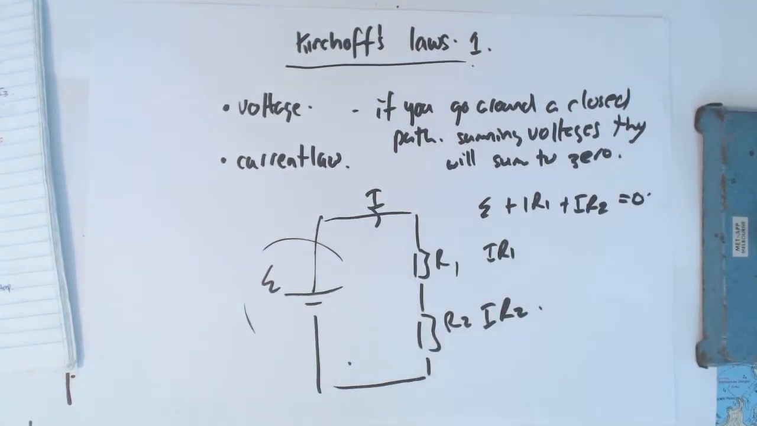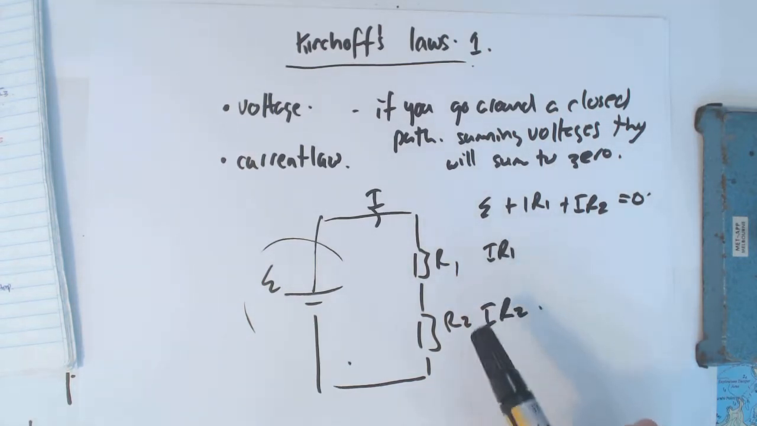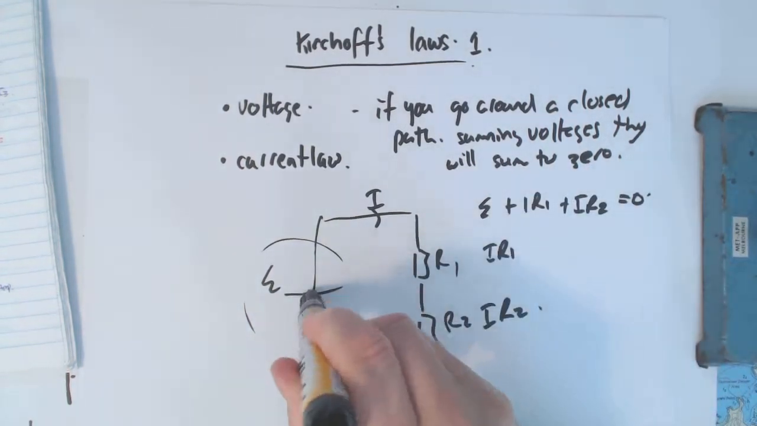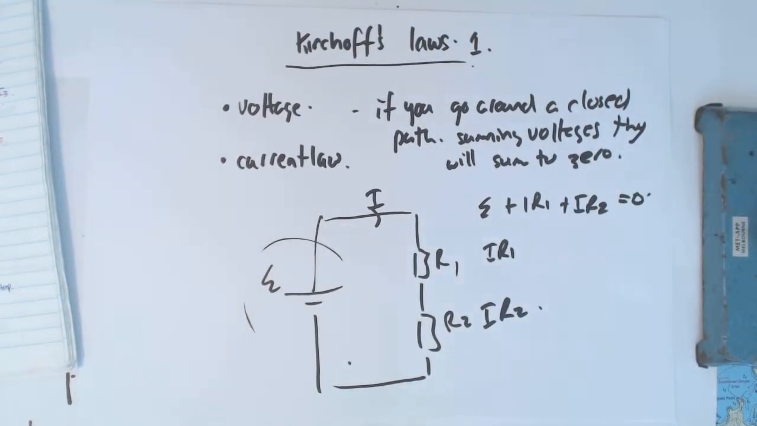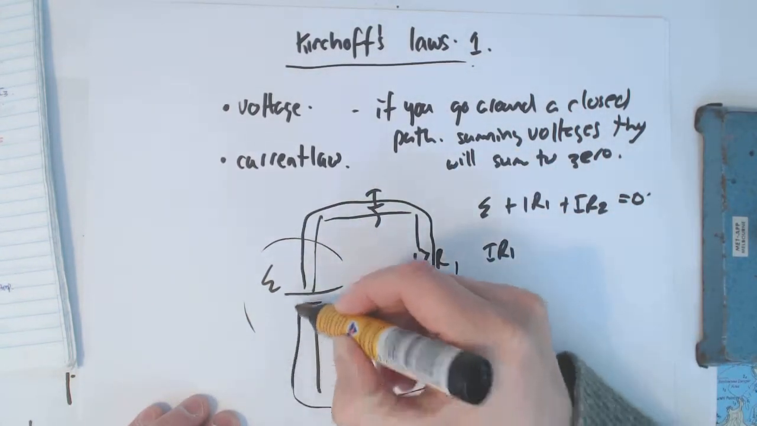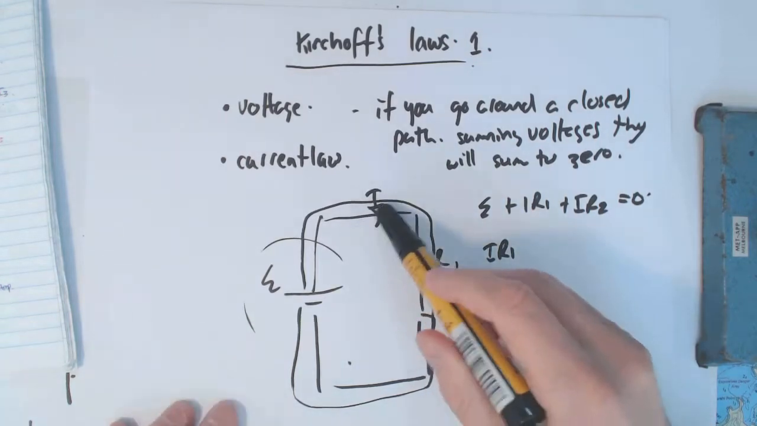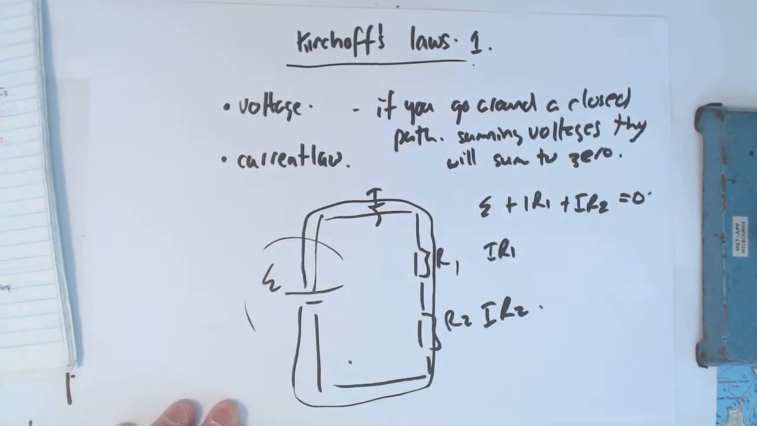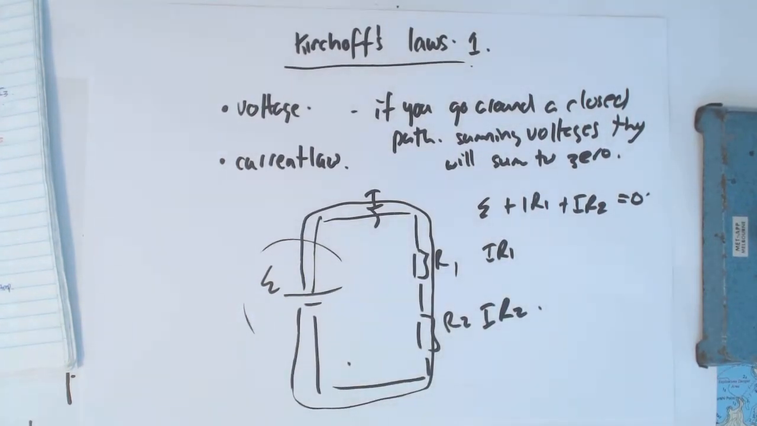Now we're going to have some rules and I'm going to talk about them in a sec. But basically what I've said here is that this EMF is a positive voltage and these are negative voltages. And if we add them all up, they'll add to 0. Basically what we learned, hopefully in year 10, year 11, year 12, that as you go around a loop in a circuit and add up the voltages, the voltages through the resistors must add up to that guy. So if we treat those as negative and that as positive, they're going to equal 0. The actual law is if you go around a closed path, summing voltages, they will sum to 0.